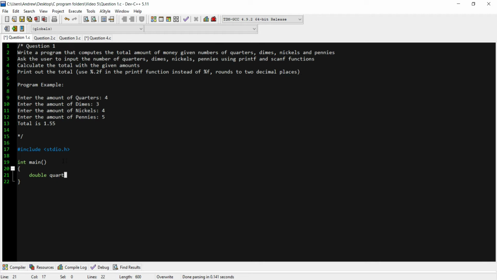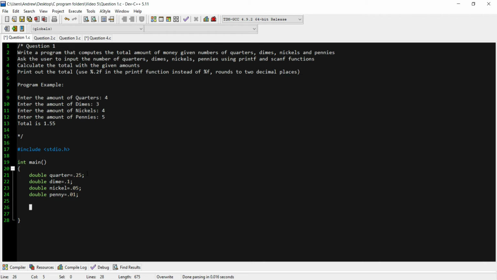Double for quarter equals 0.25. Double for dime equals 0.1. Double for nickel is 0.05, and double for penny is 0.01. So those are the values that we need for quarter, dime, nickel, penny. These are doubles because these are decimal values. Do not do integer variables. They would all come out to 0 if you do integer variables.